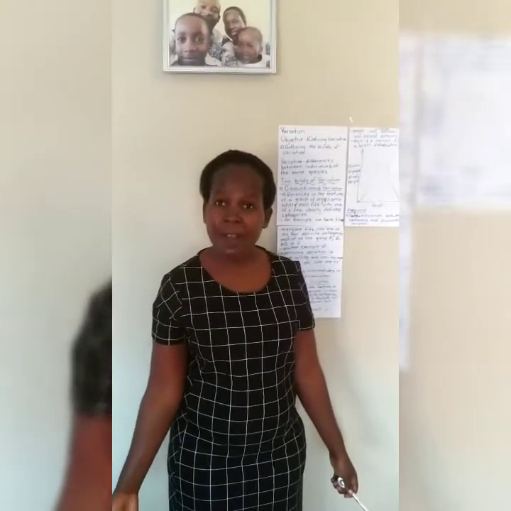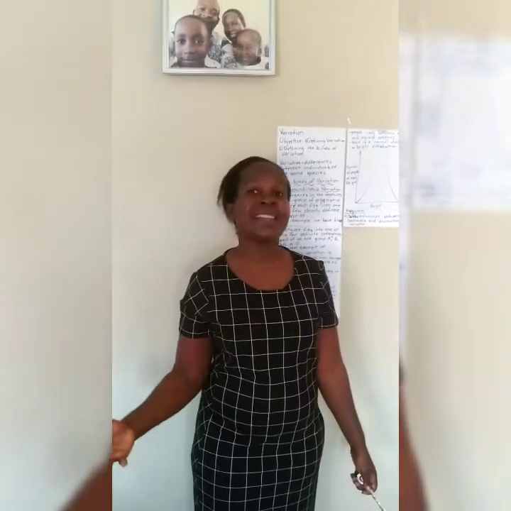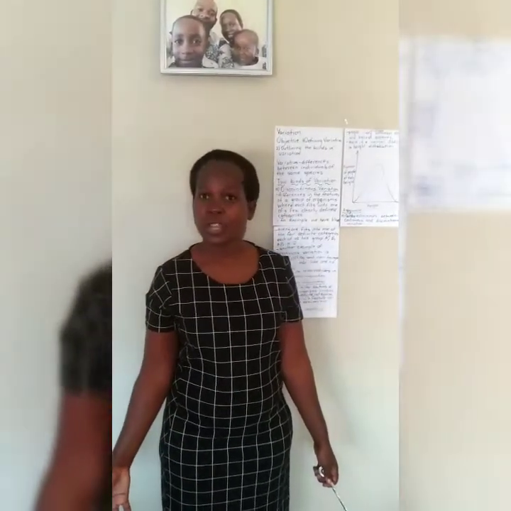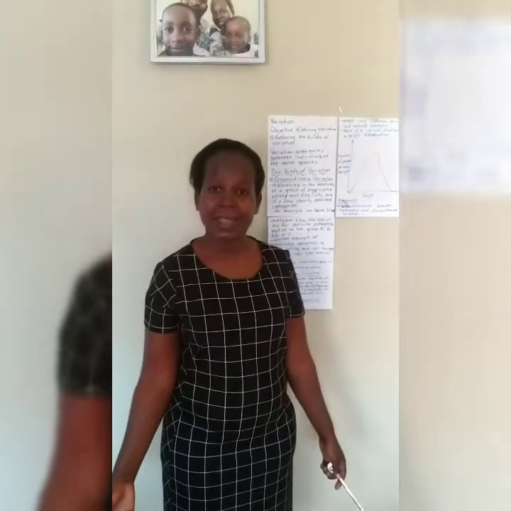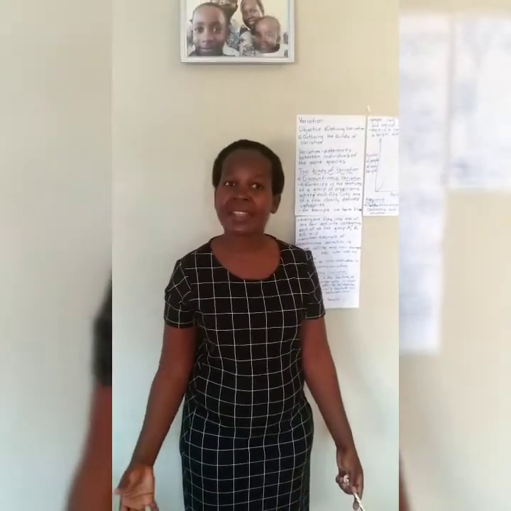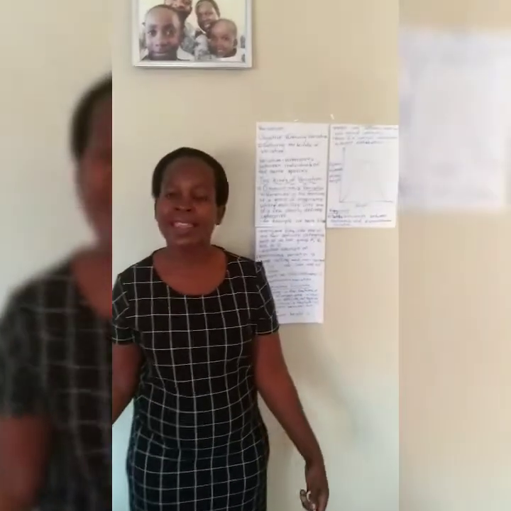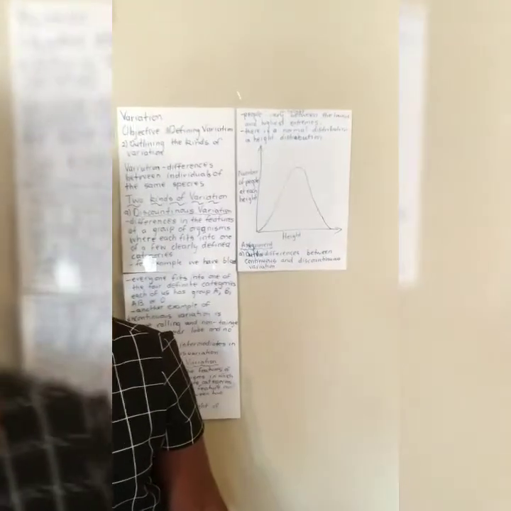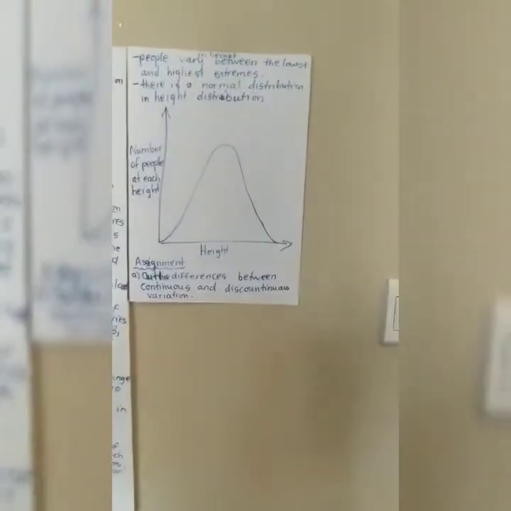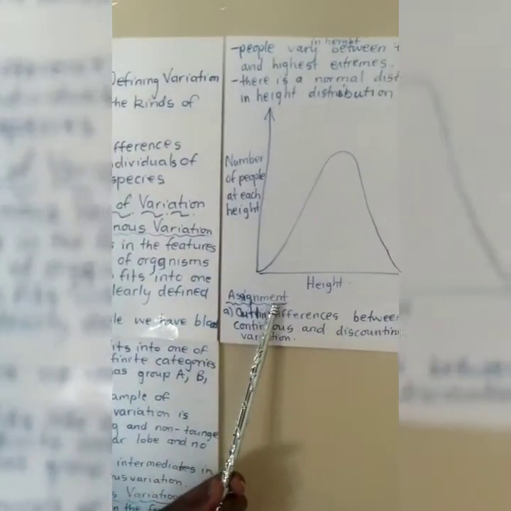Then environmental variation is determined by the environment. It is affected by environment. Let's say in plants, there are some plants growing where there are nutrients and water. They tend to grow tall, and those that do not have enough nutrients become very short. In that case, we say that it is affected by environment.